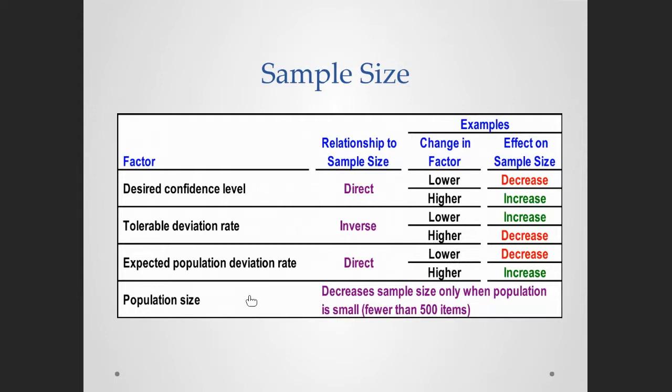There is a fourth factor here, which is population size. What is the actual size of the population? There is not a fixed relationship with the population size, where the population size is not directly related to the sample size, except if the population size is really small. Let's say you have 500 or fewer items, then you can perhaps lower the sample size. Otherwise, the first three factors would determine the sample size.